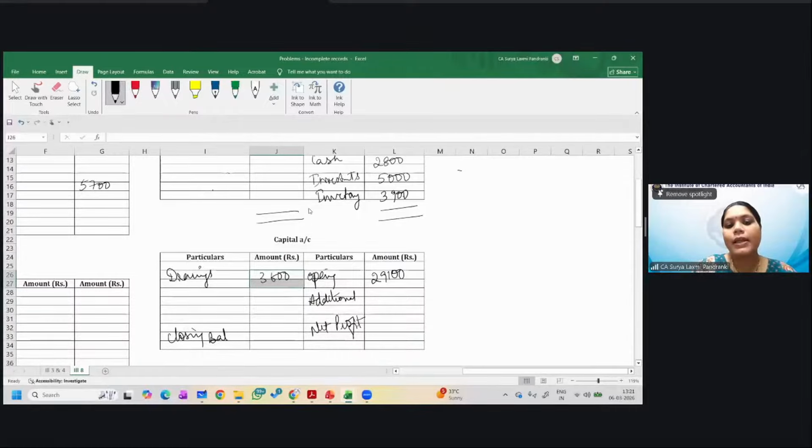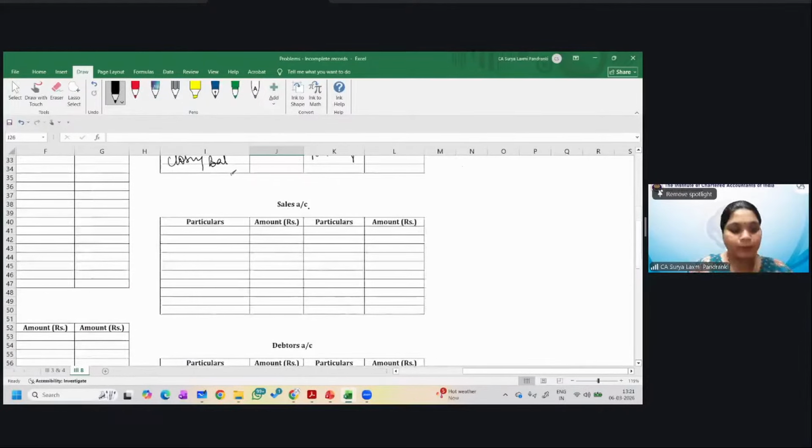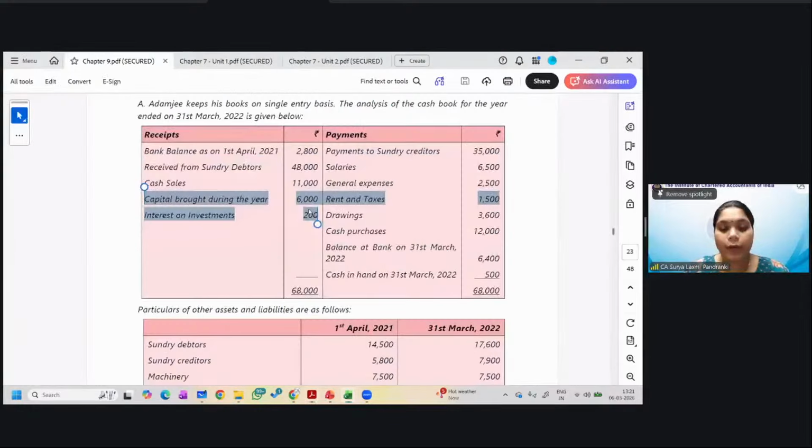Now, if I know the net profit, I can calculate the balancing figure, right? So this is pending. If we finish net profit, we can finish this also. But for net profit, we will need what? Purchases and sales. So I'm going down. Now, sales account. In the sales account, what all will come? And credit sales. Agreed? Cash sales we have. Oh, sorry, I wrote purchases.